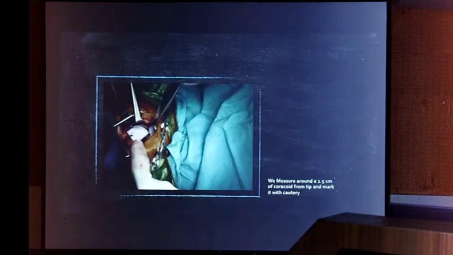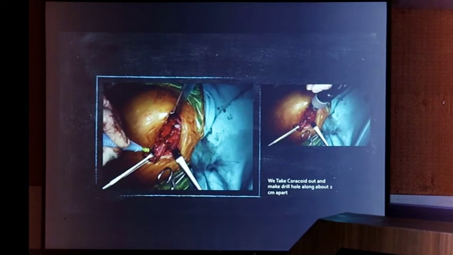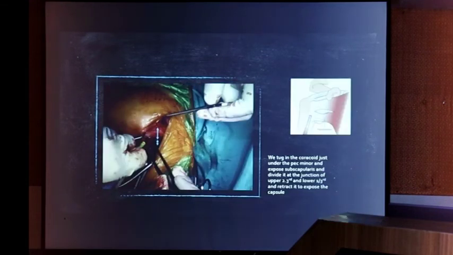Then we measure around 2.5 centimeters from the tip of the coracoid and mark it with a cautery. Then with the help of either an osteotome or a saw, we cut the coracoid just anterior to the coracoacromial ligament. We take the coracoid out and make drill holes about 2 centimeters apart. We tuck the coracoid just under the pec minor, expose the subscapularis, divide it at the junction of the upper two-thirds and lower one-third, and retract it to expose the capsule.